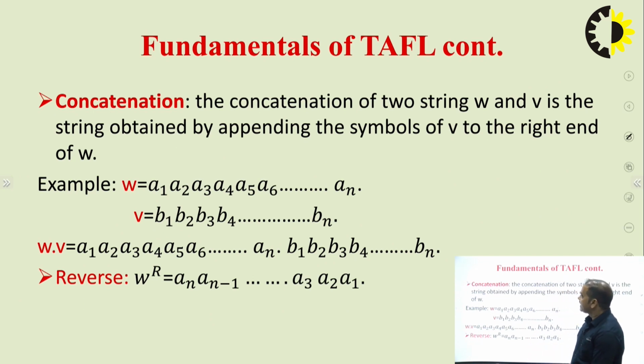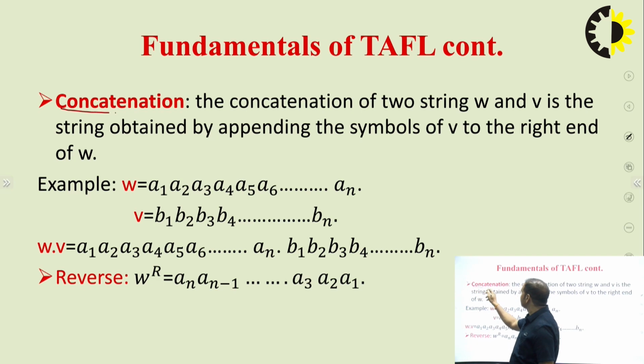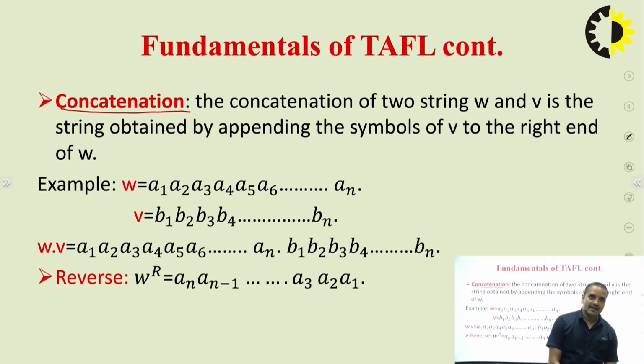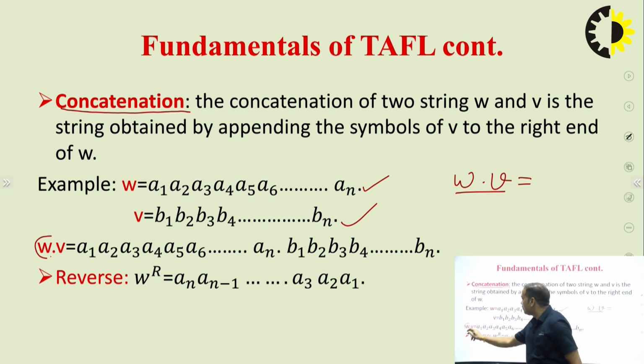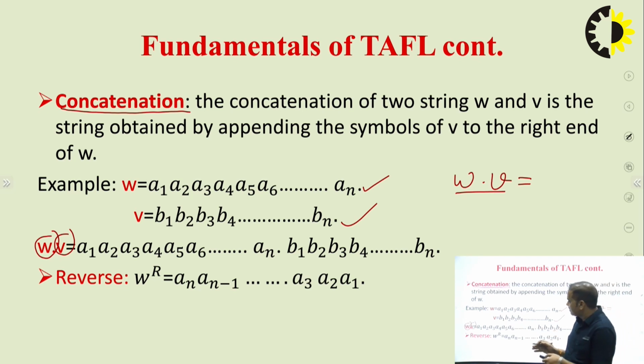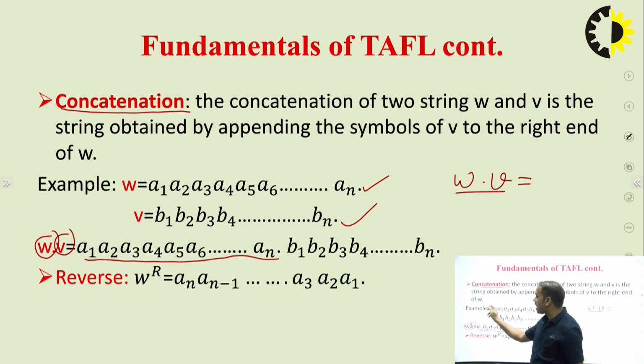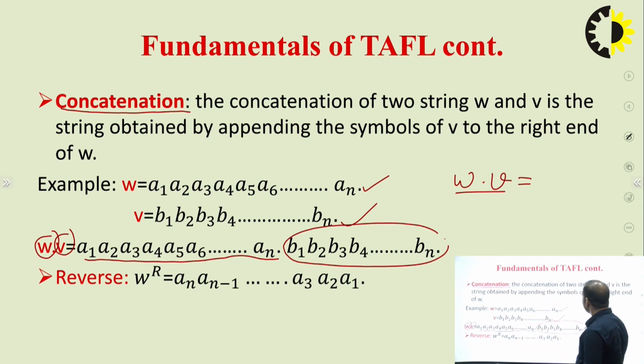The next point is concatenation of the given strings. Concatenation means when we have two strings W and V given, and we want to find W dot V, then this is called concatenation. In this operation, we have to append the symbols of W before the symbols of V. That means the string which comes first is written initially, and after that the symbols of the string which comes after are written. So the concatenation of two strings W and V is the string obtained by appending the symbols of V to the right end of W.